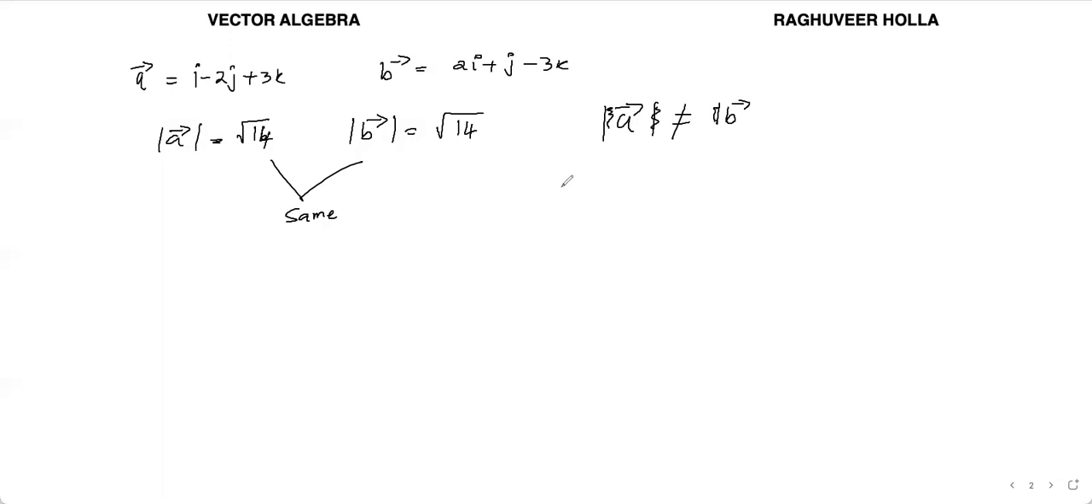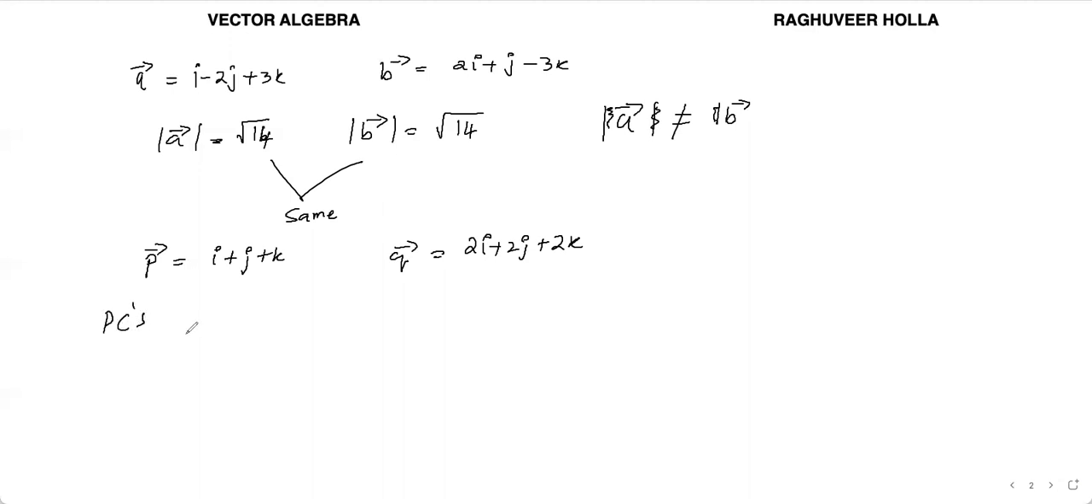Now let us try to understand another concept here. P as I, J, and K. Q as 2I plus 2J plus 2K. Now here is a new concept, where we are going to find the direction cosines.